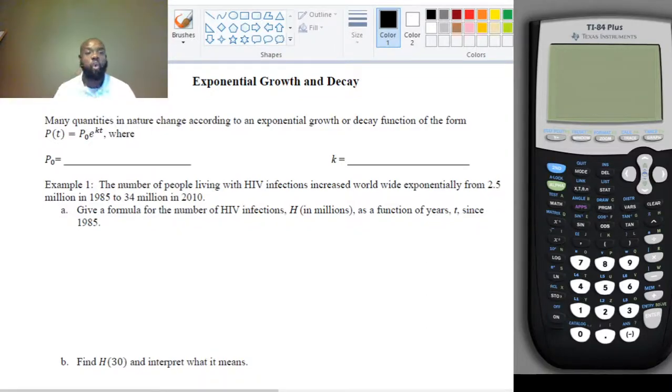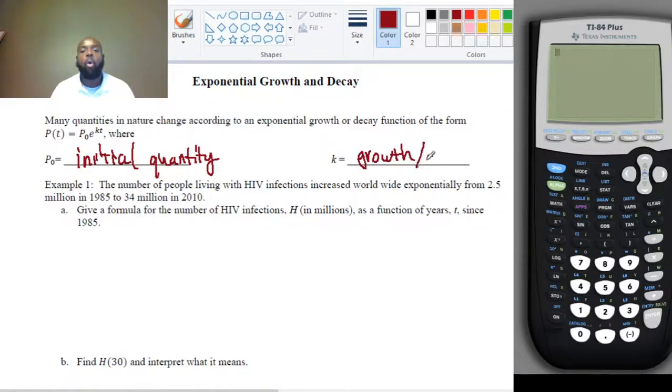Now we've seen this before, but maybe we've used the variable r, or maybe we use the variable k as we are here. But this is that same exponential function with the base e. Remember, P naught or P sub 0 is your initial quantity, or the initial amount of whatever your output is, and k is your growth or decay rate. All right, and remember, this is for continuous growth or decay, right?